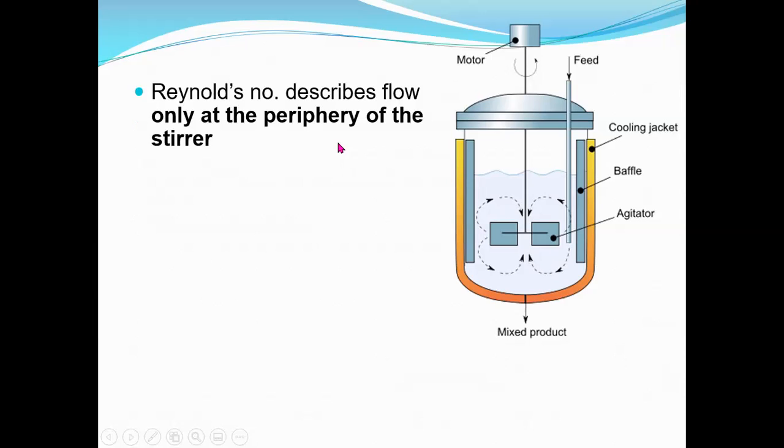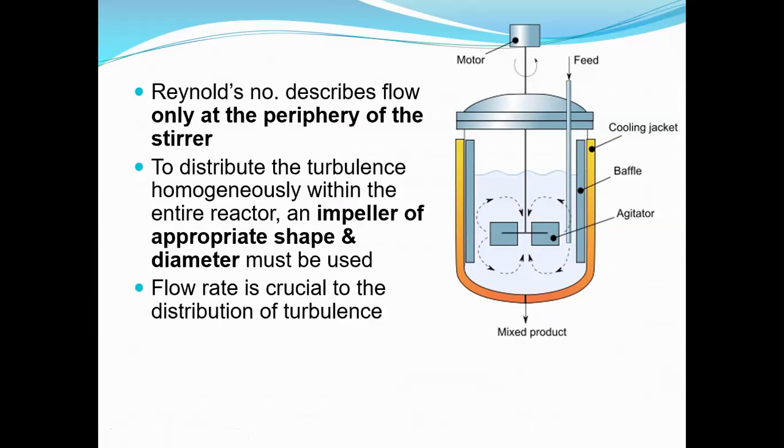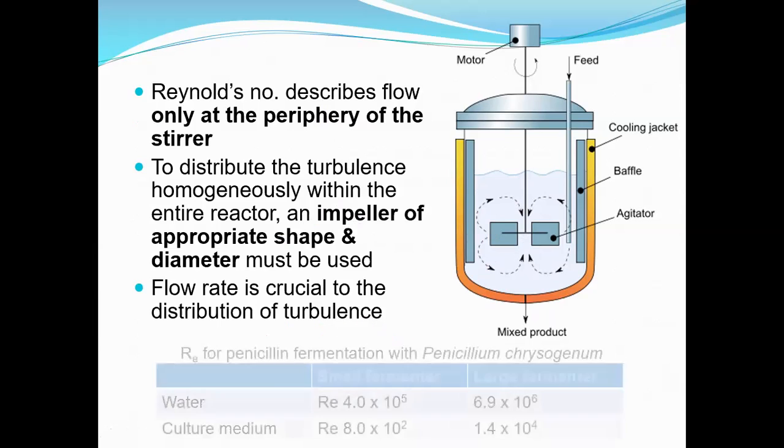As I have told, the Reynolds number describes the flow of the liquid only at the periphery of the stirrer, not in the whole solution. So to distribute the turbulence homogeneously in the entire reactor, you have to use an impeller of the appropriate shape and diameter. And the flow rate is crucial to the distribution of turbulence for proper mixing.